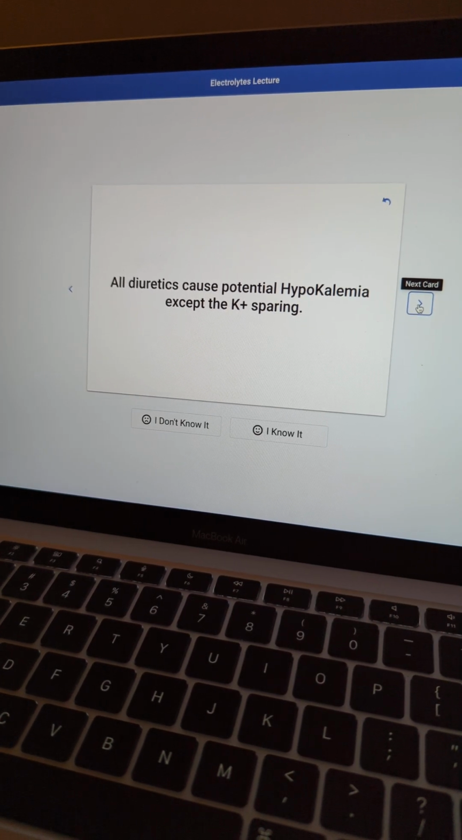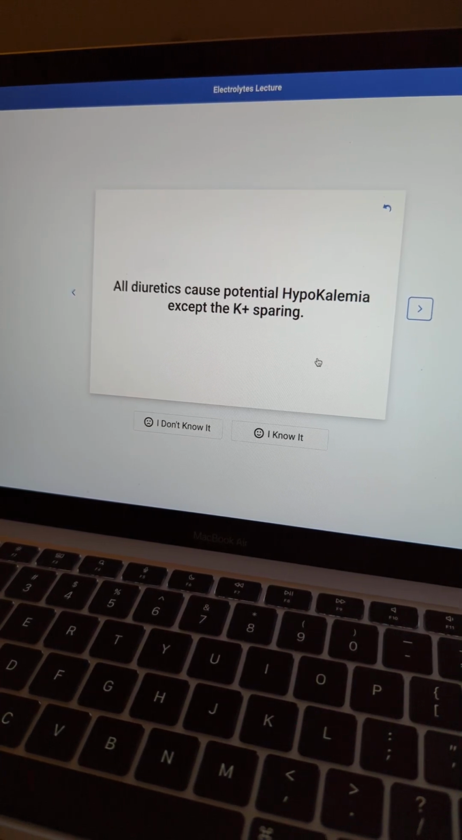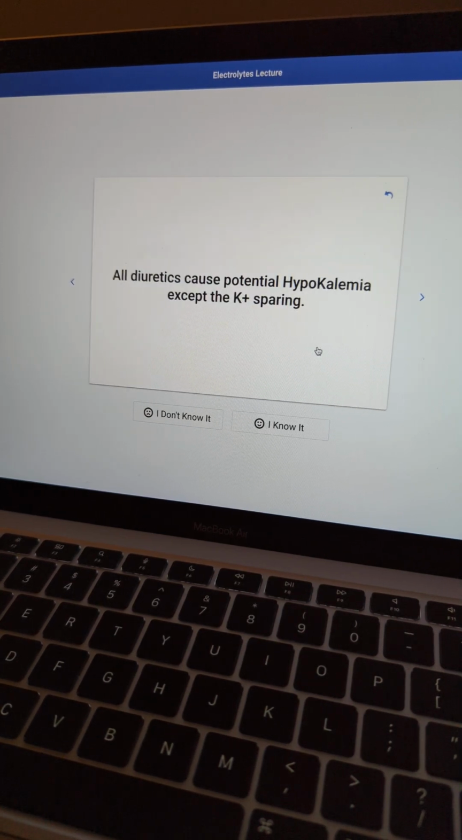All diuretics cause a potential for hypokalemia except the K-sparing ones. Is this true or false? It absolutely is true.